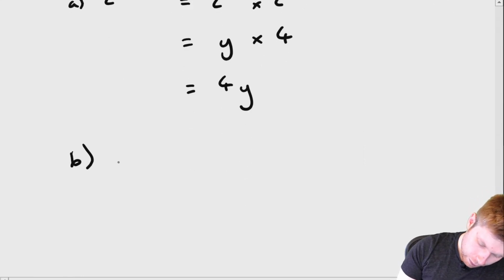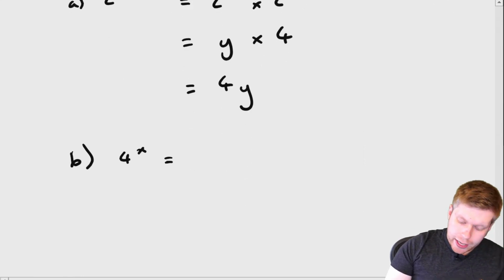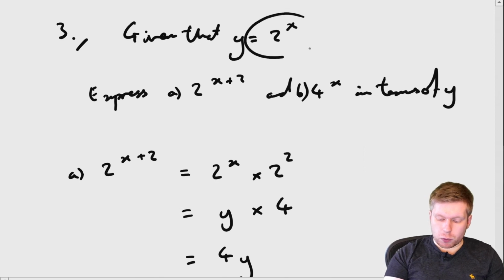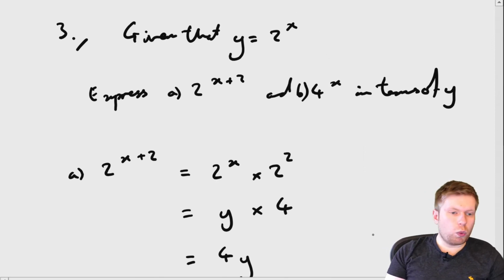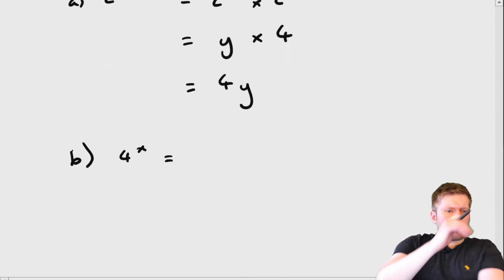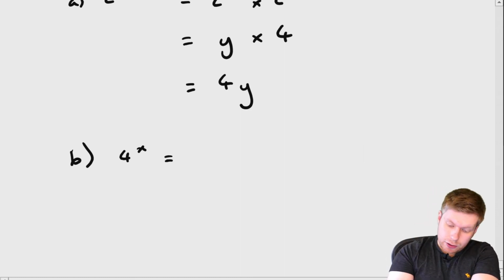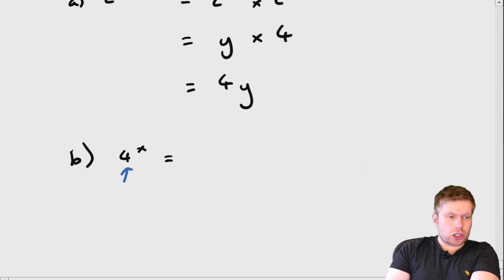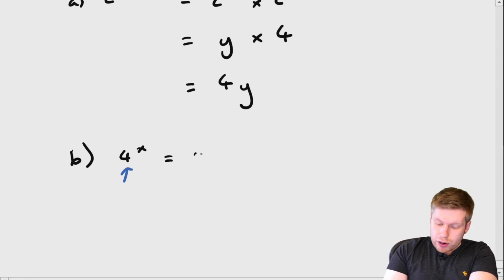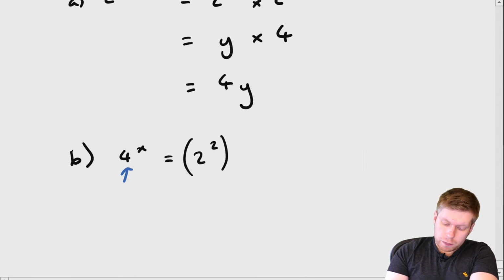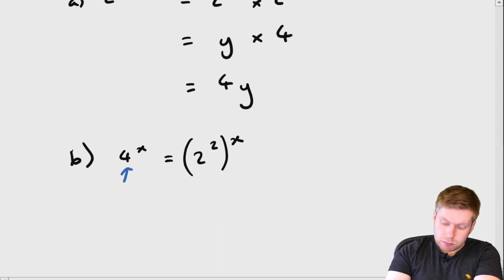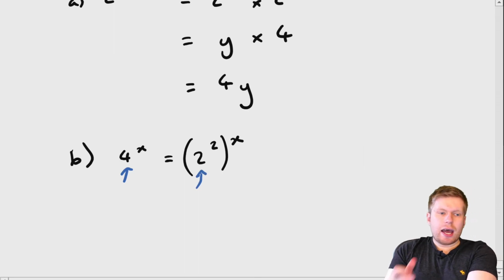So let's have a think. Well, I need to make this look as much as possible like 2 to the power of x, because I know that's y. Can you think, I see a 2 to the power of something hiding in here, don't you? Because look, 4 is just 2 to the power of 2. So I could rewrite this as 2 to the power of 2 all raised to the power of x. Do you notice that? 2 to the power of 2 is just 4.